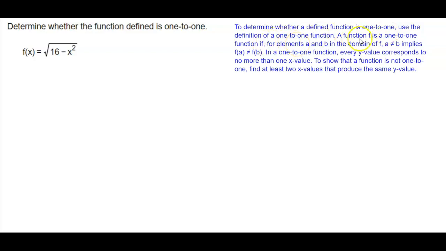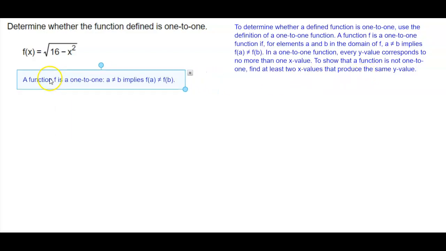A function f is a 1 to 1 function if, for elements a and b in the domain of f, a not equal to b implies f of a does not equal f of b, meaning that the output of a does not equal the output of b. In a 1 to 1 function, every y value corresponds to no more than one x value. To show that a function is not 1 to 1, we have to find at least two x values that produce the same y value.